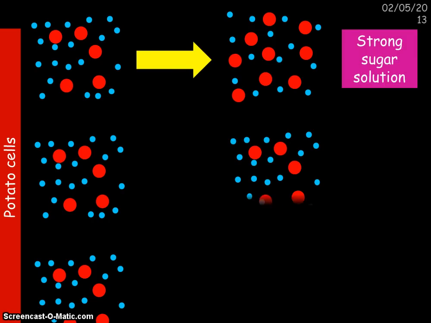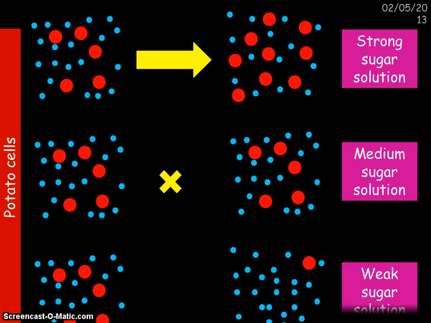If we put a piece of potato into a strong sugar solution, then it means you'll have a lot of sugar particles on the outside of the potato, and you'll probably have a higher concentration of water molecules inside the potato. So the water will try to leave the potato to try and even out the water on the outside, meaning that my potato now is going to become floppy, it's going to become flaccid, because the vacuoles have moved away from the sides of the cell wall and the cell has become plasmolysed.